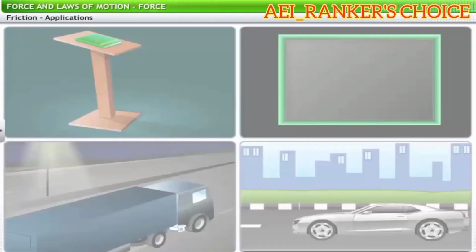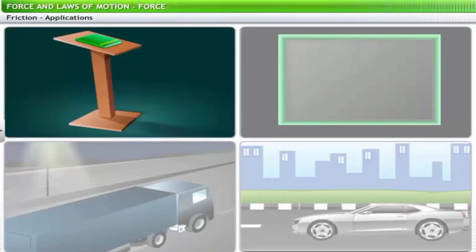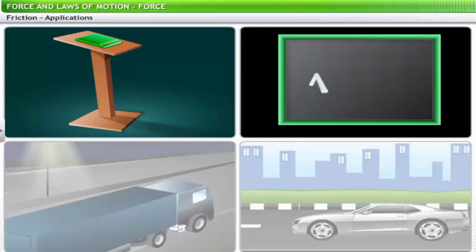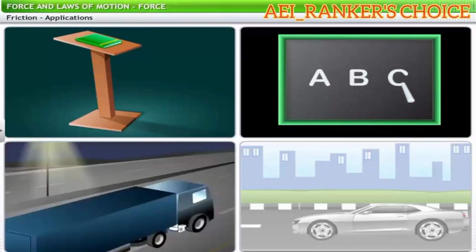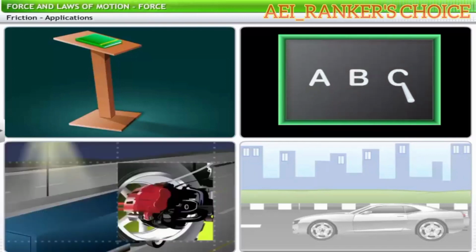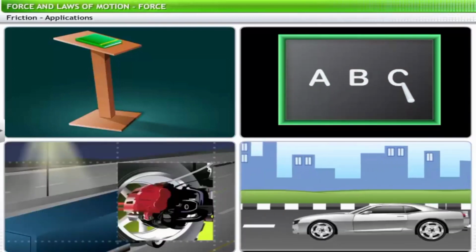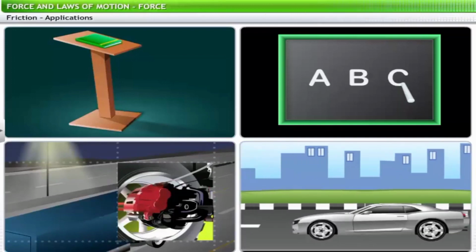You find friction at work almost everywhere around you. Some examples are objects lying on a slightly inclined plane, pens, pencils, and chalk in use, automotive brakes, and forces between vehicle tires and the road when in motion.